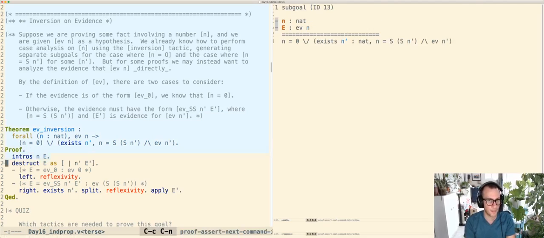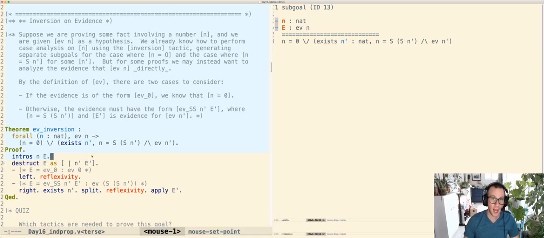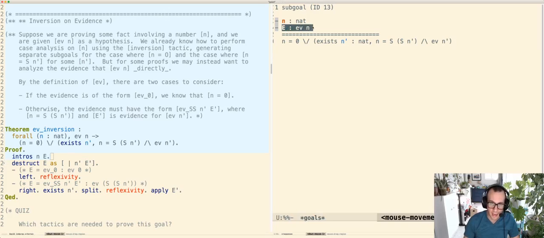Let me show you. Suppose we have a natural number N, and we know that N is even. We'd like to know that either N is equal to 0, or there's some N prime such that N is equal to successor of that N prime, and that N prime is even. How will we know this? We're going to go by cases on the way that we derived EV N. We're going to ask Coq, look, you've got this beautiful proof of this inductive proposition EV N. Could you tell me what shape it is? It has to be one of two constructors, either EV0 or EVSS.